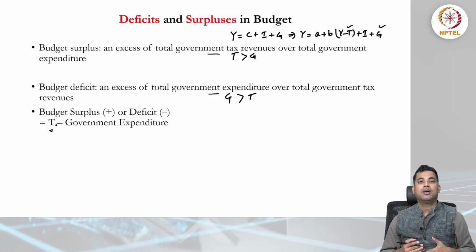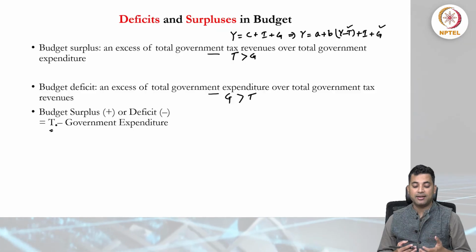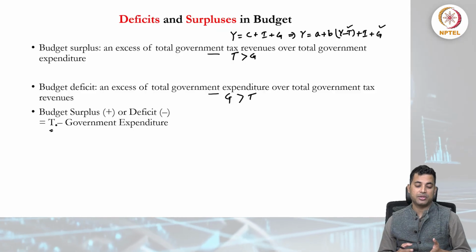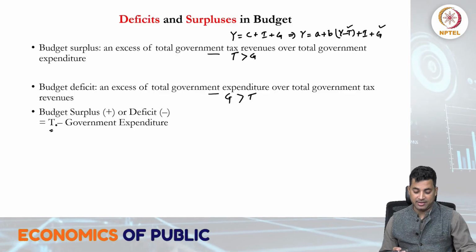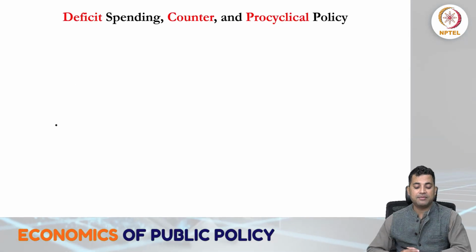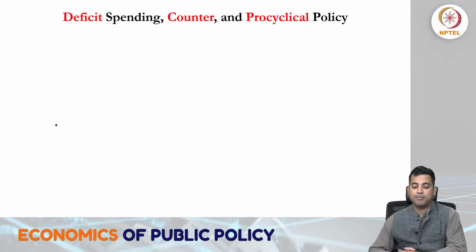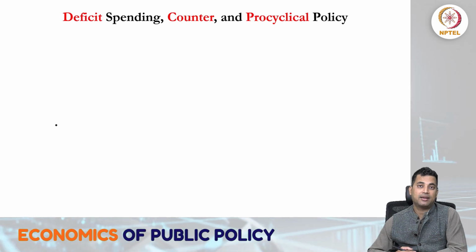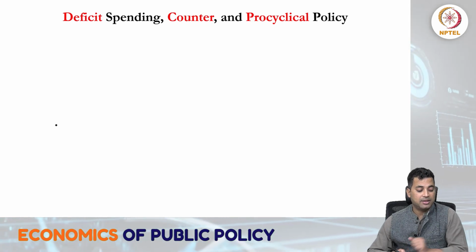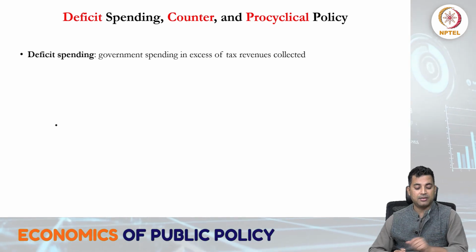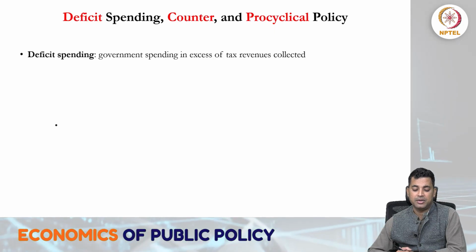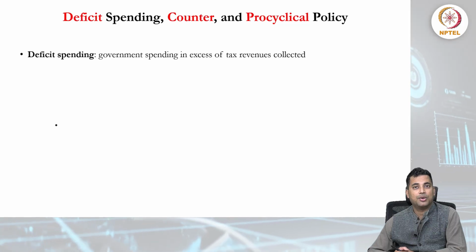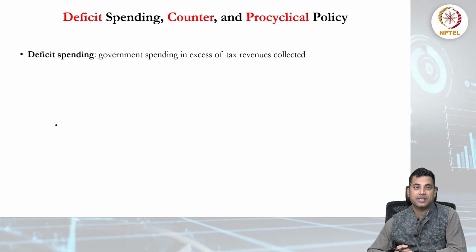This is what we really need to understand much more carefully when we talk about deficits and surpluses in the budget itself. So that is important. Now, deficit financing, counter and pro-cyclical policy: here we can spend a bit of time. So what is deficit financing? It is government spending in excess of tax revenue collected. So that is what deficit financing is.